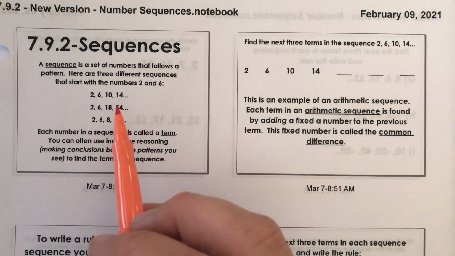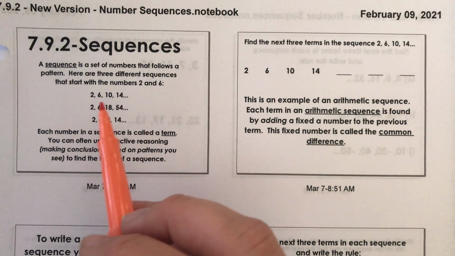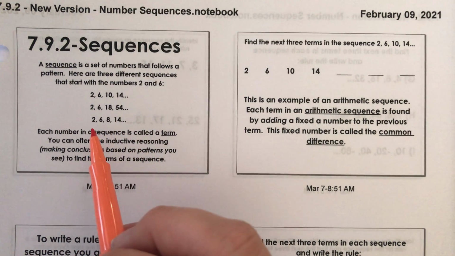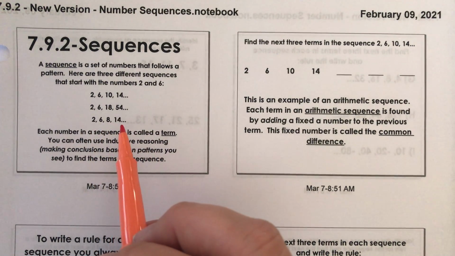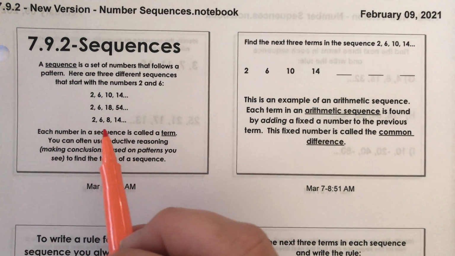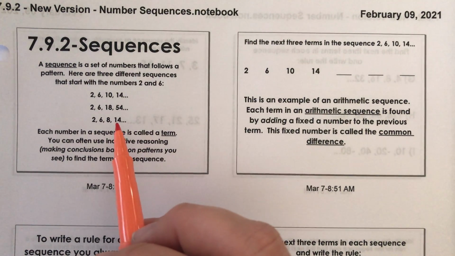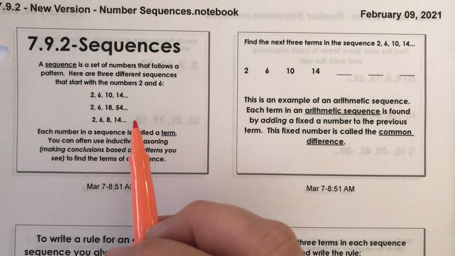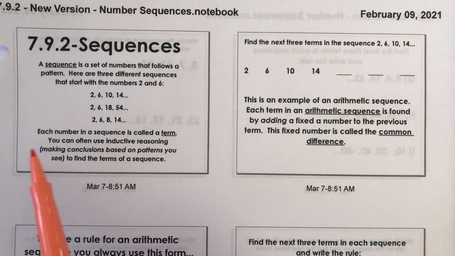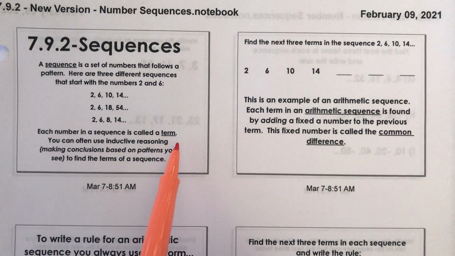2, 6, 18, 54. You're multiplying by 3. Or 2, 6, 8, 14. This one's cool. This is called a Fibonacci sequence. 2 plus 6 is 8. 6 plus 8 is 14. 8 plus 14 would be 22. So each number in a sequence is called a term.